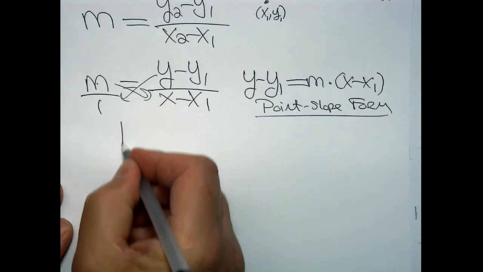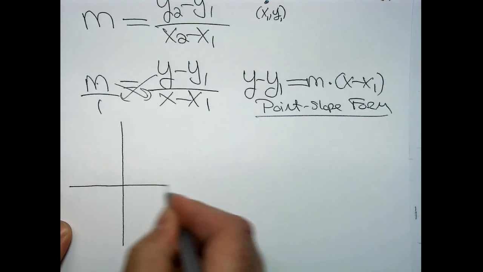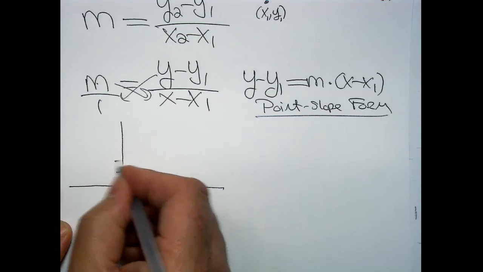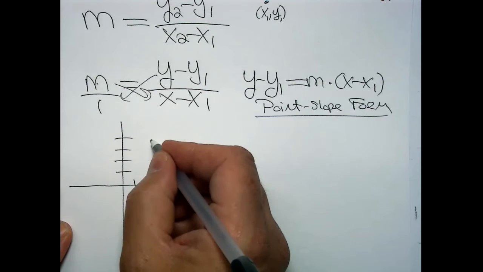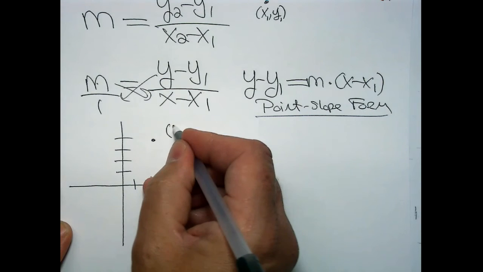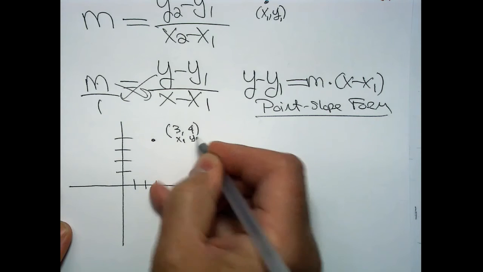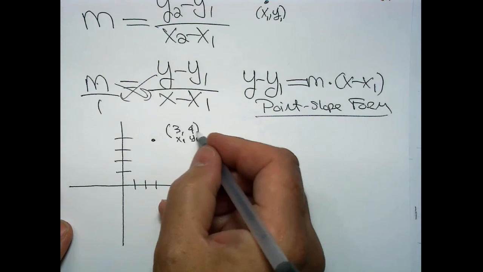Well, let me give you an example. Let's say I gave you a point, 3, comma 4. It goes right here, okay? Label that point as x1, y1. So there's your point.